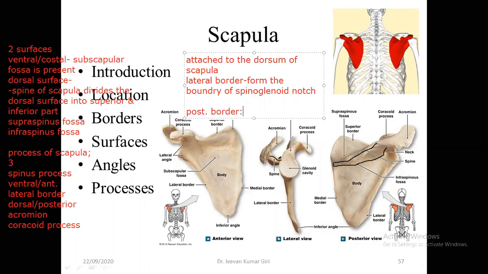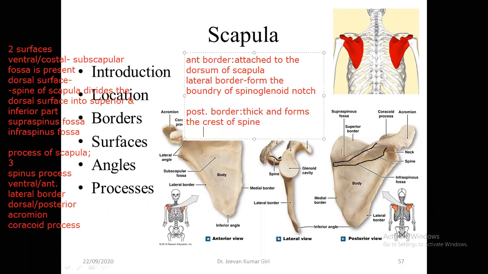This posterior border is a thick border, so it forms the crest. This is the crest of the spine. So the posterior border is thick and forms the crest of the spine. Now this crest of the spine is thick enough.